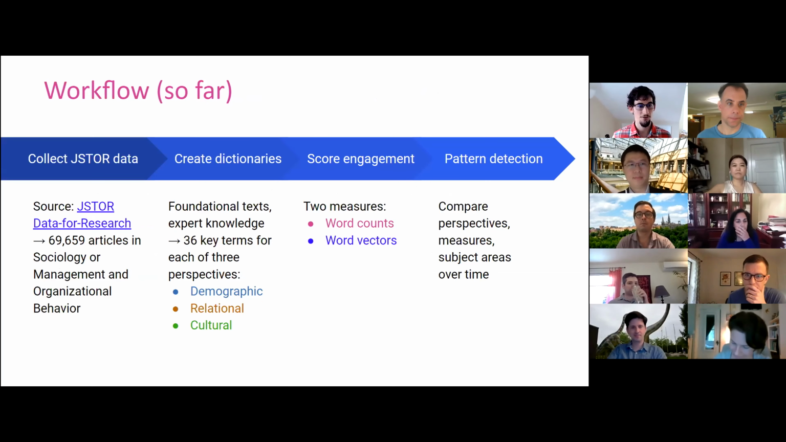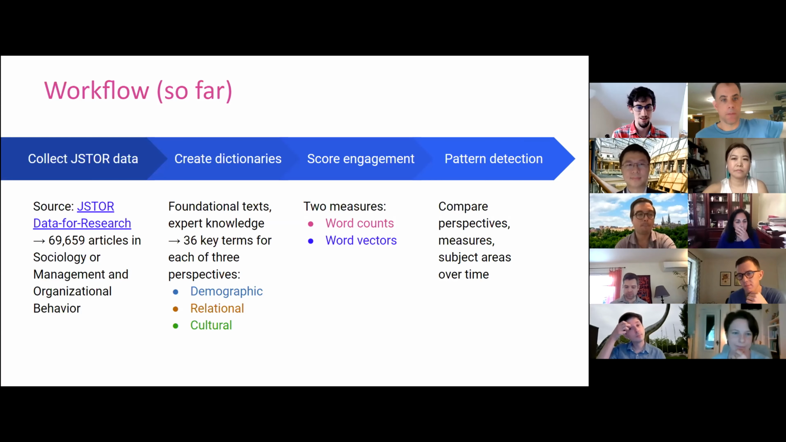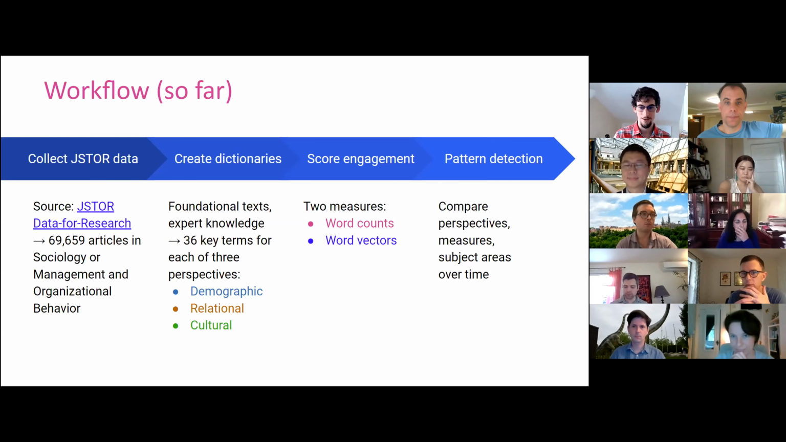And here's our workflow so far. JSTOR has a very nice Data for Research product. I encourage everyone to look at that if you're looking at doing anything with academic research and NLP. We filtered down to 70,000 articles that are full text, so they're very long. It's not a huge number of articles, but they're at least 2,000 to 3,000 words each. Use those to create some dictionaries based on expert knowledge and some foundational texts, and derive 36 key terms for 3 perspectives in organizational theory. I don't have time to go into them, but they are demographic, relational, and cultural. And then score engagement for each article and the average for a year in 2 measures I'll talk about in a minute, and use that to compare the perspectives and measures over time.